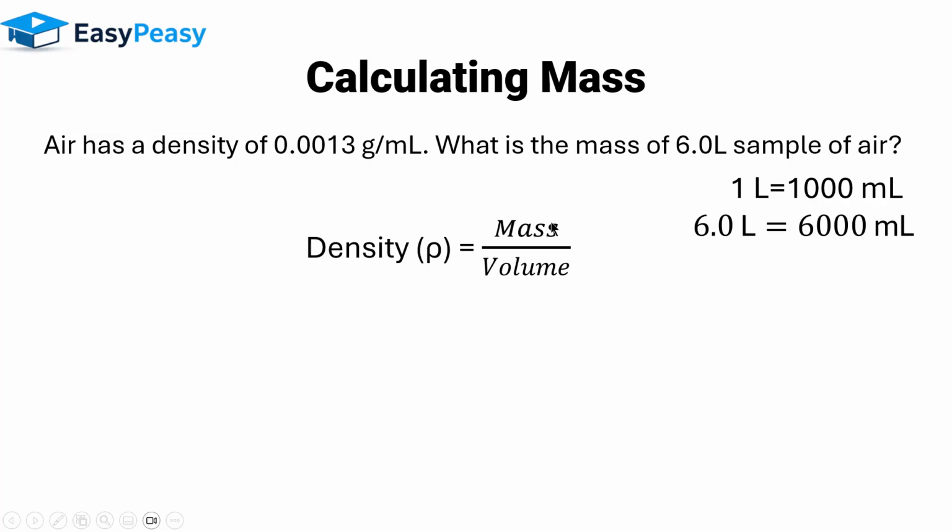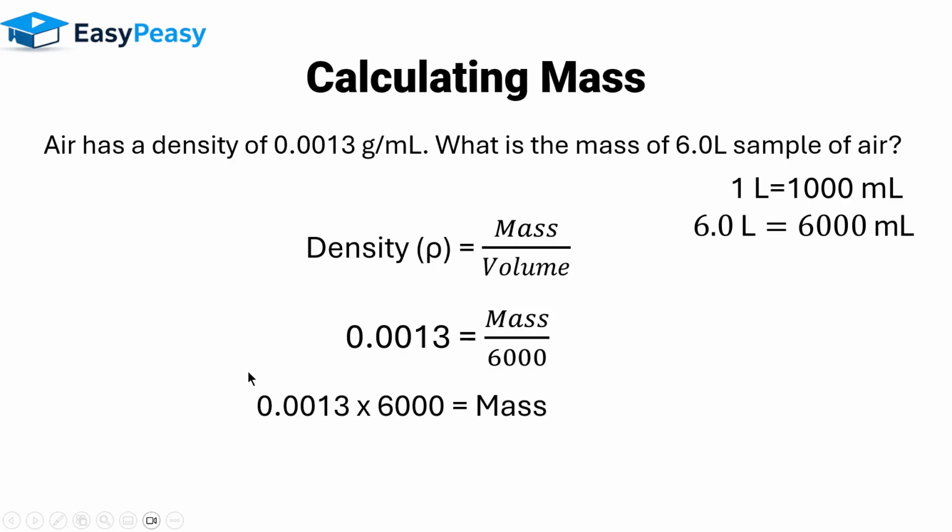Now, use the same formula, put the values inside. Now here 6000 is dividing by mass. If we put it on the other side of the equal sign, it will multiply with 0.013 like this. And then the mass will be 7.8 grams. Okay, but make sure you check the units of each value in order to calculate it right.